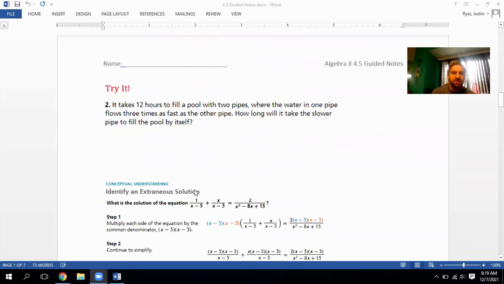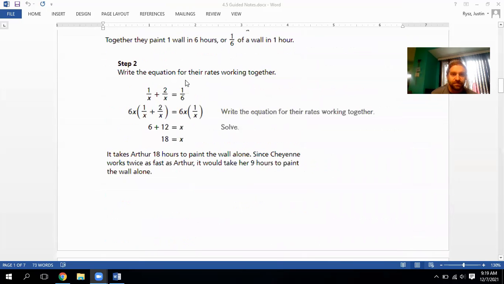All right, so let's try to do this one on our own and see if we can figure this out. So it takes 12 hours to fill up a pool with 2 pipes, where the water in one pipe flows 3 times as fast as the other pipe. How long will it take the slower pipe to fill the pool by itself?